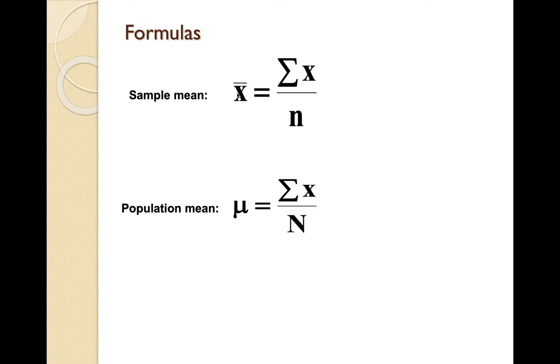All right, so our formula to find the sample mean, x bar: you just add up all the values in the sample, and then you divide by little n, the number of entries. For mu, it's basically the same thing. You're going to add up all the values in the population, and then you're going to divide by the number of entries, which would be capital N.